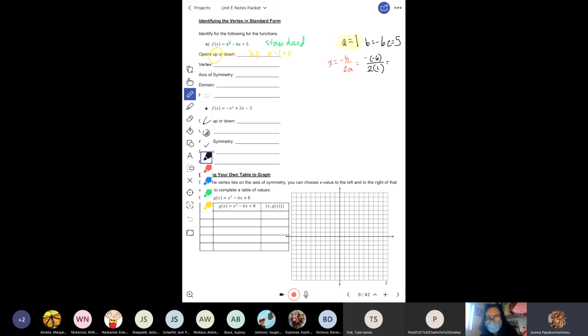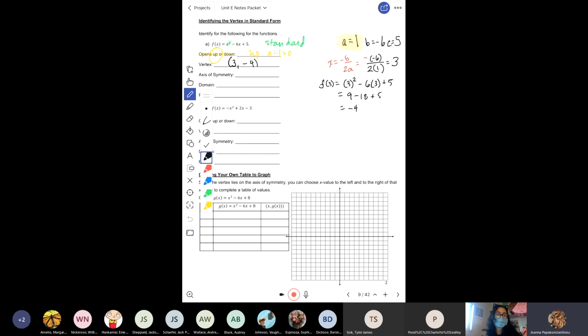So that's going to be 6 over 2, which reduces to 3. So my x value of the vertex is 3. Now I have to evaluate the function at x equal 3. So everywhere I see an x, I'm going to substitute in 3. So that's going to give me -18 plus 5, which is what? -4. So the function evaluated at 3 has an output of -4.